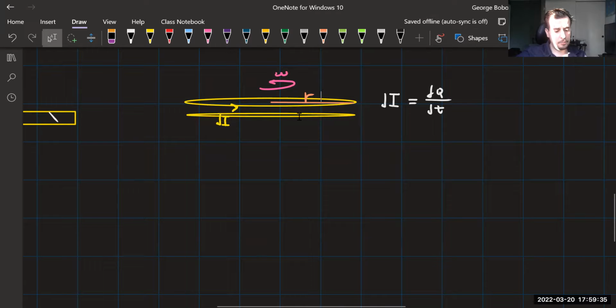I'm selecting the top ring, but OneNote is selecting the bottom ring. Oh my God. All right.